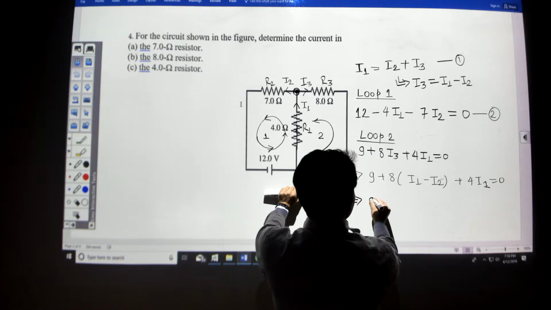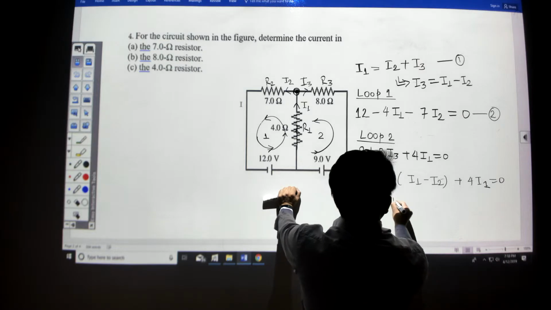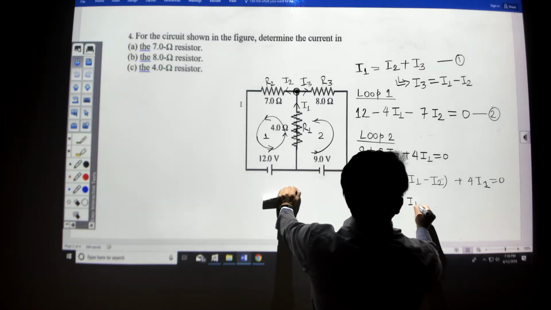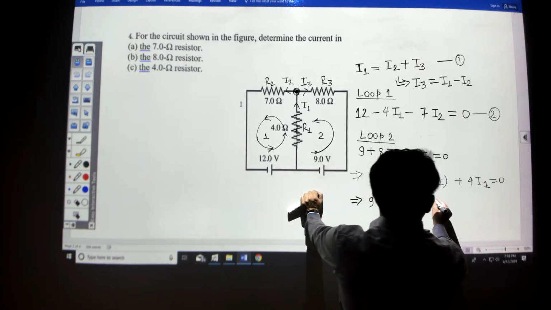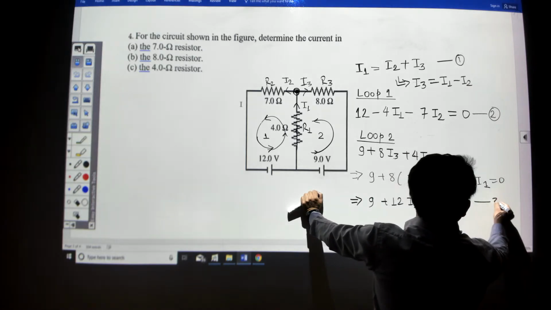So now 8 I1 plus 4 I1 is 12 I1, minus 8 I2. This is equal to 0. This is equation 3.